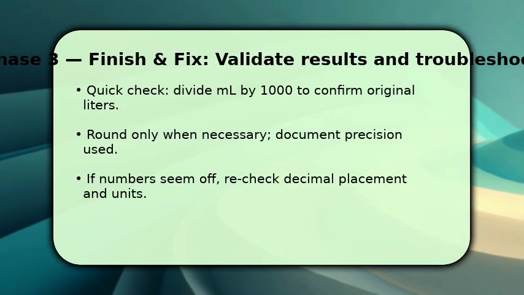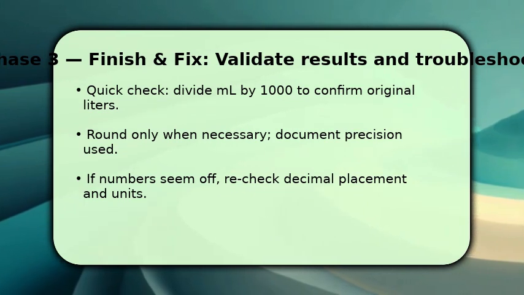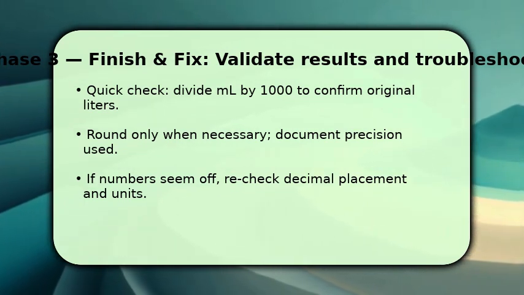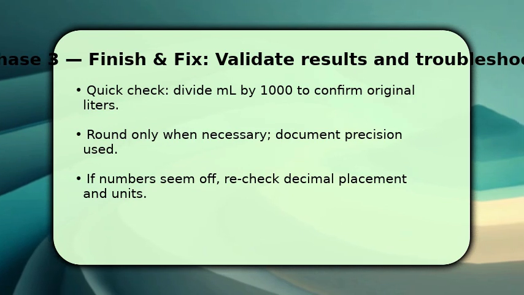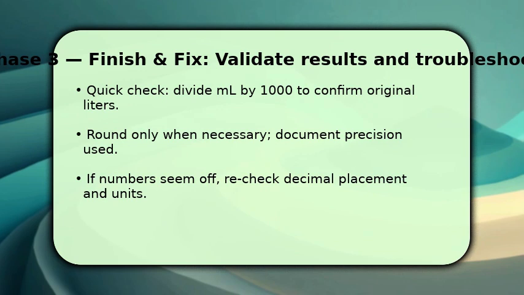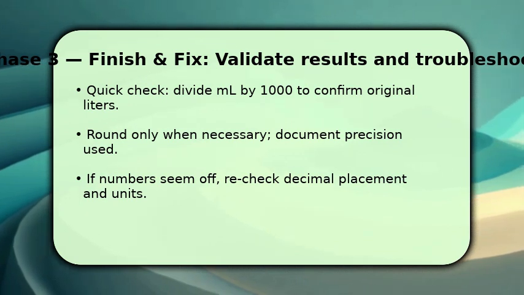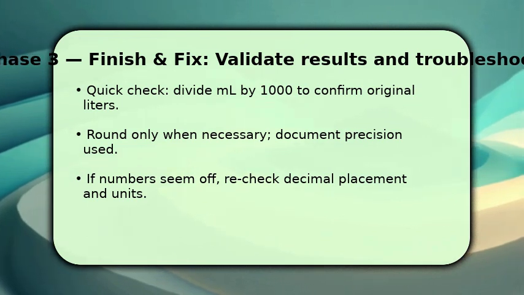You finish by validating each converted value. Divide the milliliters by 1,000 to recover the original liters and confirm accuracy. Make sure you round only when required and record the precision used so others know how you handled values. If something goes wrong, look first for a misplaced decimal or a missed unit label. Those are the most common errors.